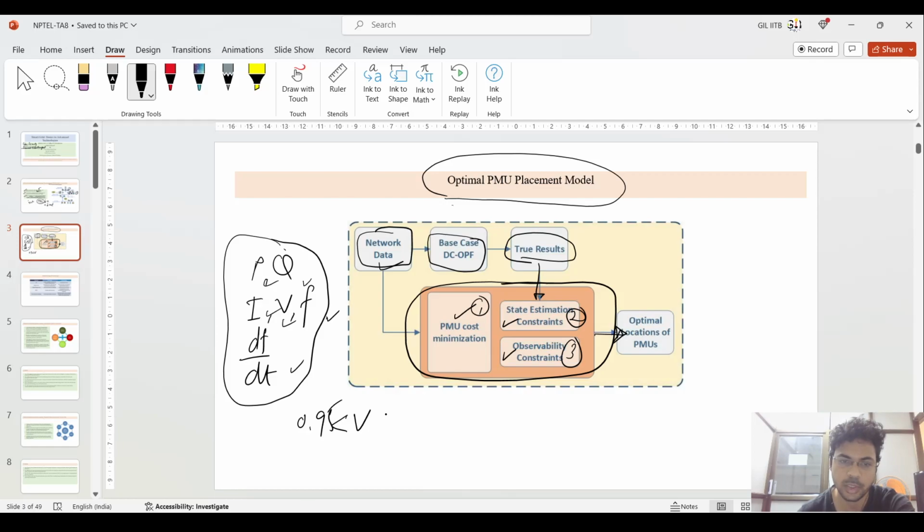State estimation is such that your voltage should not go below 5% and not above 5%, that is 1 and 1.05. And this is also a state constant, such that you have a circuit breaker.